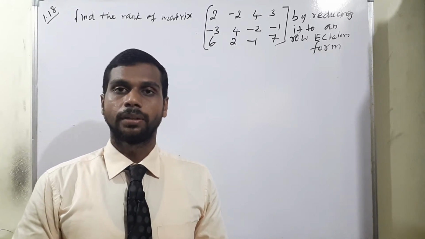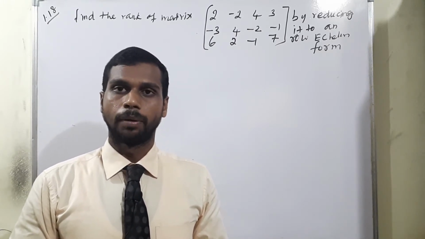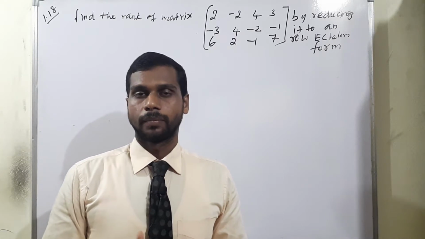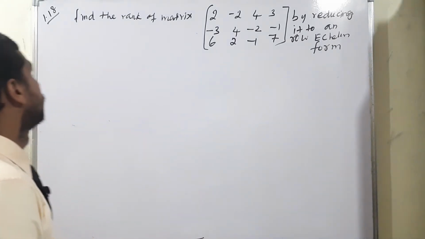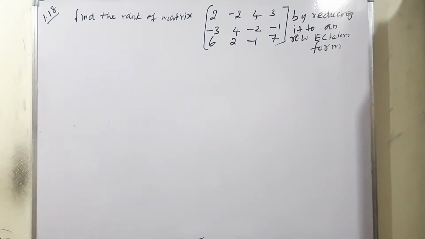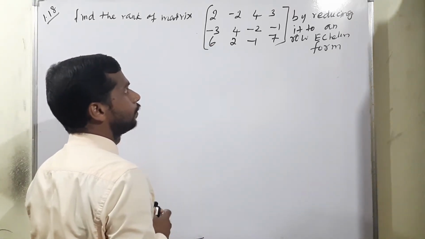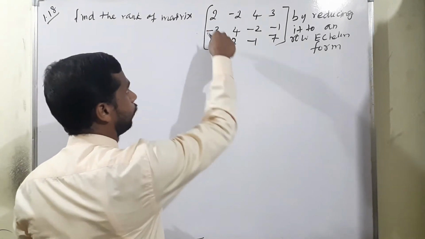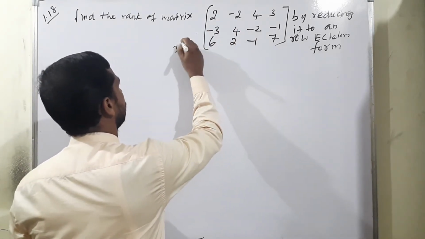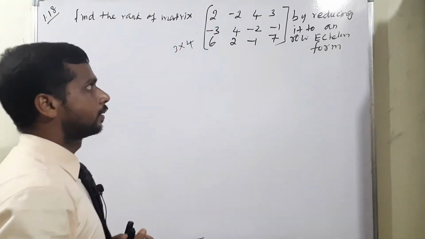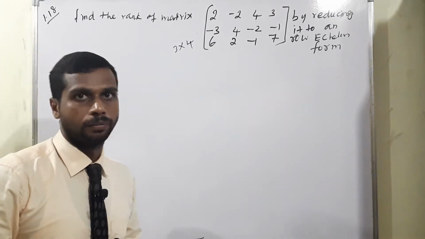In this conversation, we are going to continue the example problems from row echelon form. Example 1.18. Question: find the rank of the given matrix. This is 3 into 4, isn't it? So 3 rows and 4 columns. That's why we can say this is called a 3 into 4 matrix, by reducing it to row echelon form.